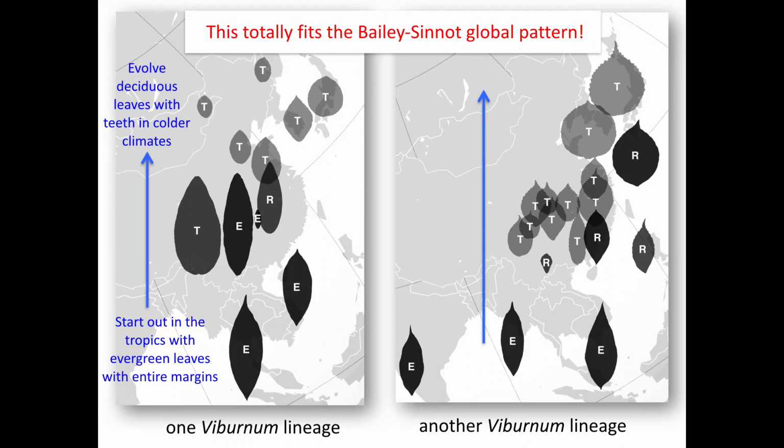The first thing we observed is that in different lineages of Viburnum, this is one lineage, this is another one. These are in Southeast Asia. So in the tropics in Southeast Asia, they have large entire leaves that are evergreen. As you move northward up towards Japan and Korea, the species up there have big round leaves with teeth on them. So this fits exactly the realization that Bailey and Sinnott had earlier on. It totally fits the expectation that as you move into colder climates, you get more teeth. Now, it doesn't tell you why or anything, but at least that's a first step, right? We see that it obeys the rules, basically.